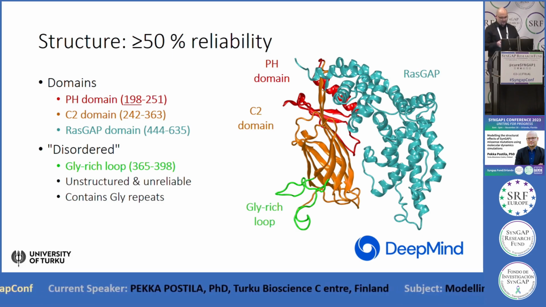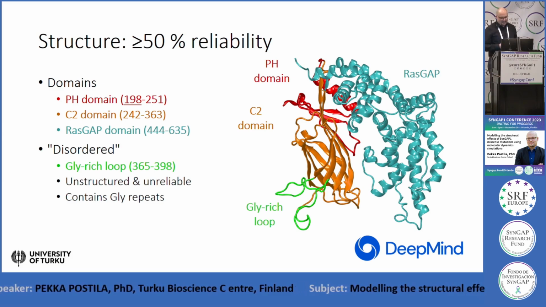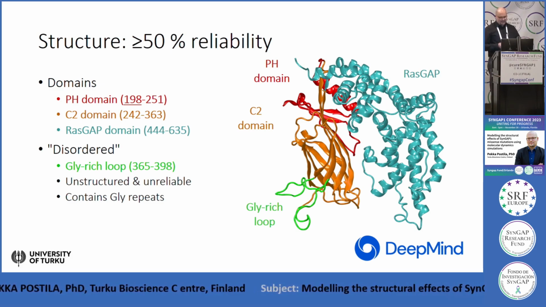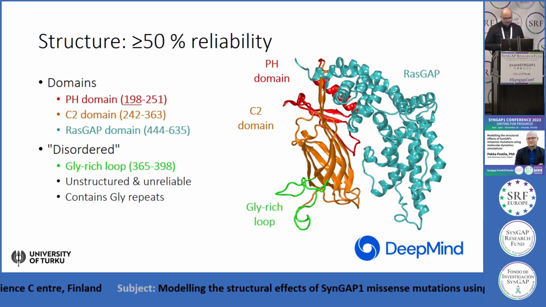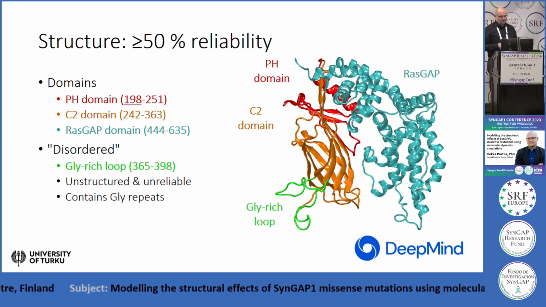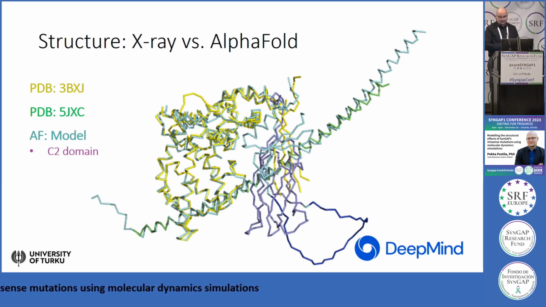If you look at it, it looks quite messy and stringy. But if you take away the parts that are unreliable, even by AlphaFold's own standards, you end up with this model, which has most of the PH domain, the C2 domain, and the RAS-GAP domain in complete size. We also include a disordered area in the C2 domain, the glycine-rich loop, which in the simulations is actually interacting with the membrane.